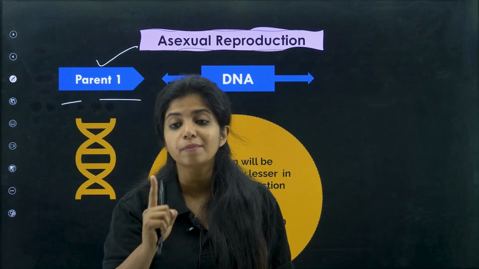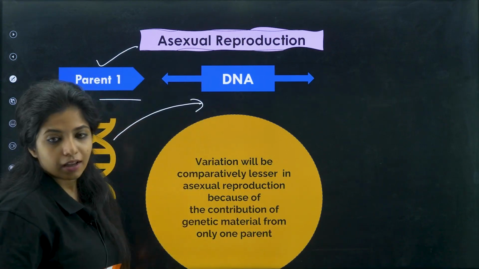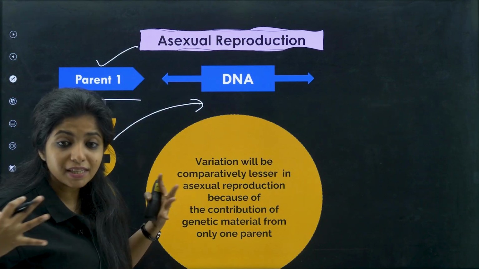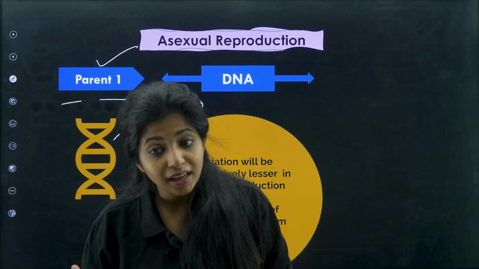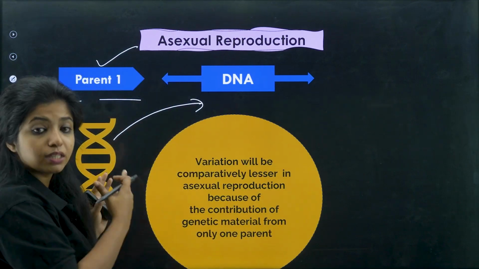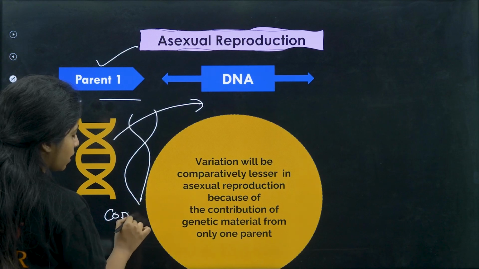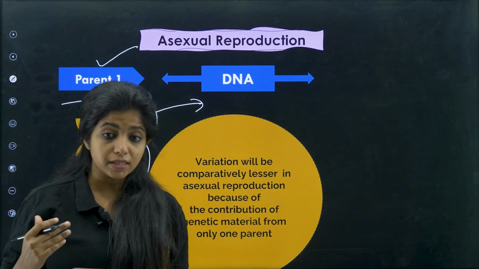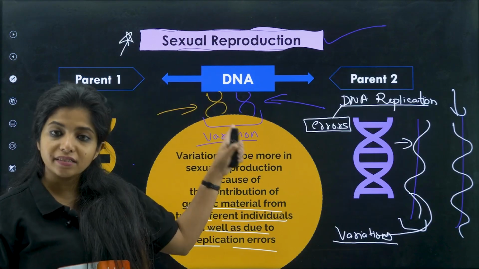There is only one amoeba over here. So this particular amoeba will be contributing its own DNA. There is no mixing of genetic material over here. But I can still say variation will still be there. Why? Because obviously when this amoeba gives its DNA, it has to copy it again. There will be certain copying errors, replication errors, which is why there will be a little amount of variation. But it won't be as big as in sexual reproduction.